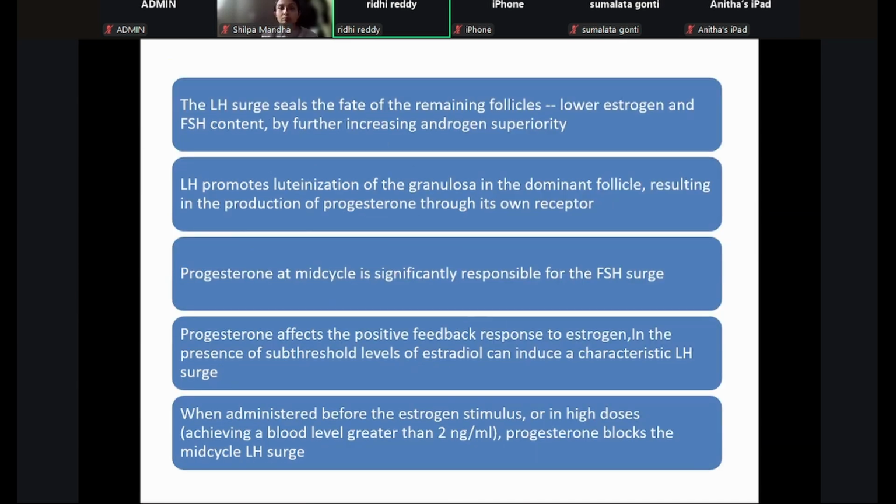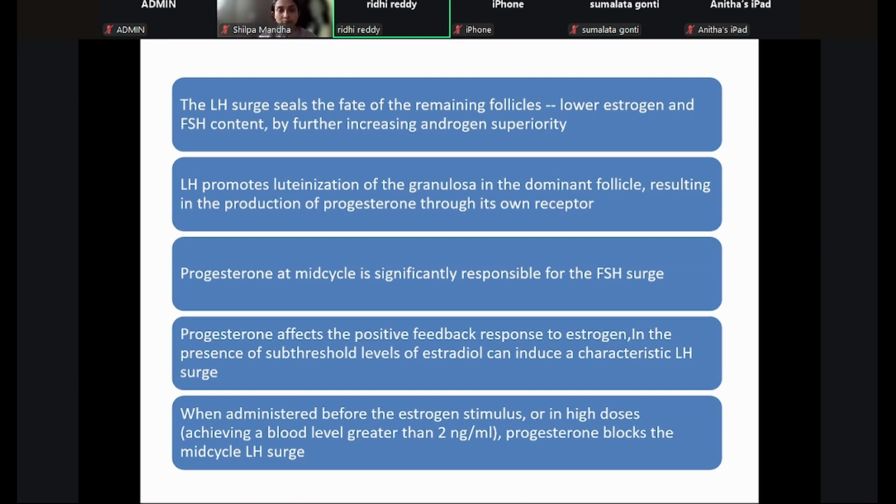So the LH surge seals the fate of the remaining follicles, with lower estrogen and FSH content in the less dominant follicles. The LH surge lowers estrogen and FSH there, and in the dominant follicle it promotes luteinization of the granulosa, resulting in the production of progesterone through its own receptor. So progesterone at mid-cycle is responsible for the FSH surge.